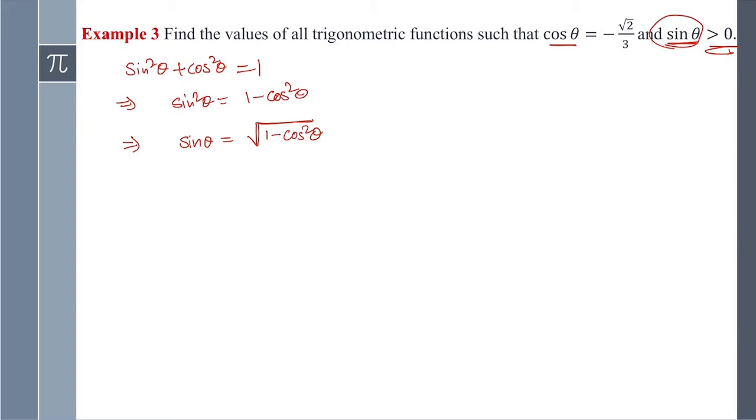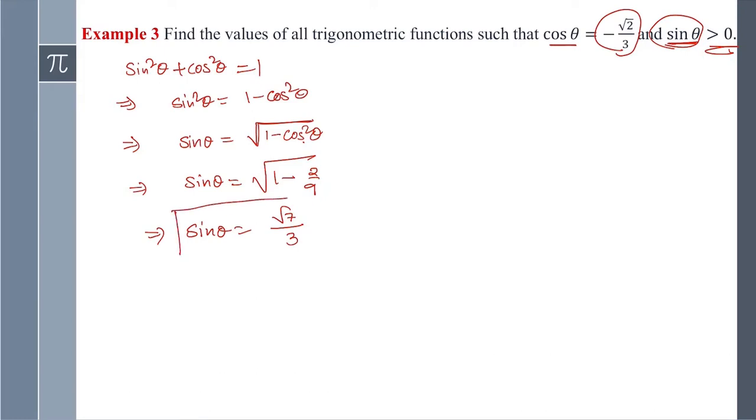Now I have cosine theta, so all I need to do is plug that in here and find sine theta. Sine theta equals the square root of 1 minus cosine squared. If I square this, I get 2 over 9. Then 9 minus 2 is 7, so the square root of 7 divided by the square root of 9, which is 3. So I have sine theta equals square root of 7 over 3, and cosine theta equals negative square root of 2 over 3.